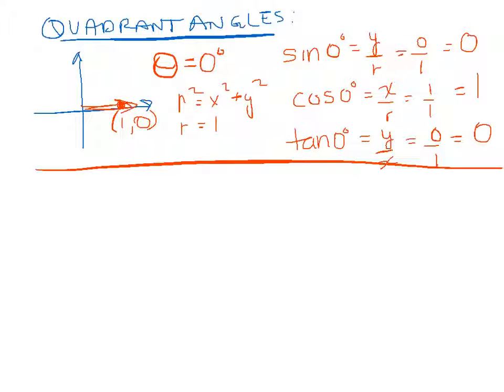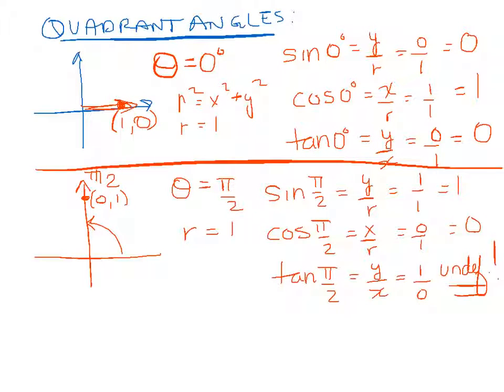So I'm going to let you go ahead and try the other ones. I'll get you started. Take the angle pi over 2, so this point right here would be (0, 1). Go ahead and find those same sine, cosine, and tangent. Hopefully you got the sine of pi over 2 is equal to 1, the cosine of pi over 2 is equal to 0, and the tangent of pi over 2 is simply undefined because you're dividing by 0.